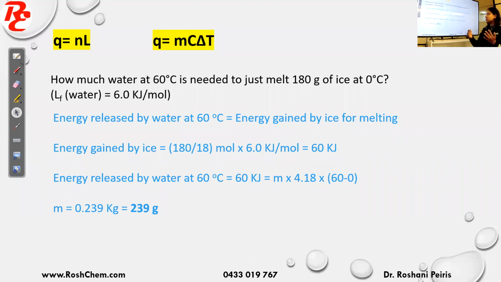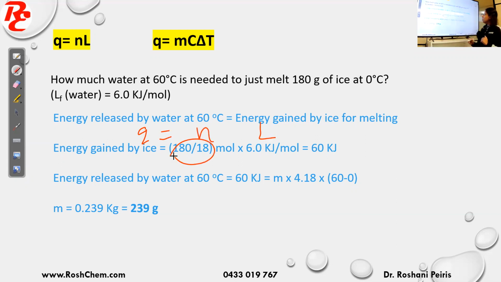So in this question, I can assume that all the energy released by hot water will be gained by ice for melting and no energy lost. So I write energy released by hot water, which is at 60 degrees, equals energy gained by ice for melting. So energy gained by ice, right? For ice, I can use the latent heat equation, Q equals nL. So this is the moles.